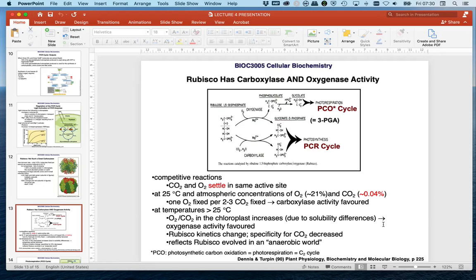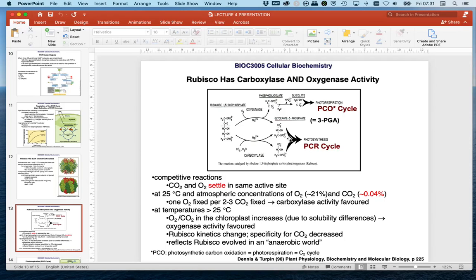And those 2 activities are illustrated in the diagram at the top of the slide. So we've already talked about the activity with respect to carboxylase. So that's following the lower part of the diagram. Starting on the left-hand side, there's the substrate, RuBP, ribulose 1,5-bisphosphate. And then the carboxylase activity adds CO2 to RuBP. And the first stable products are 2 molecules of 3-PGA. Okay? And that's the PCR cycle. That's photosynthesis. That's what we've been talking about.